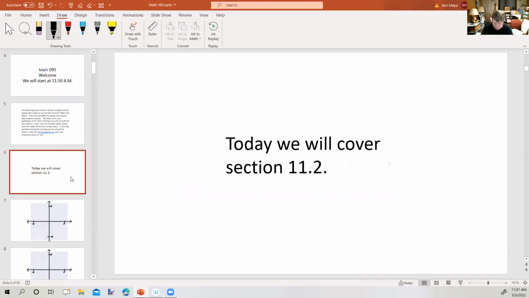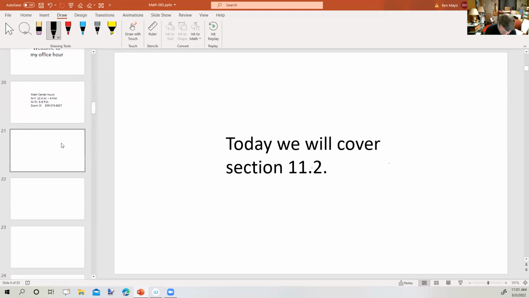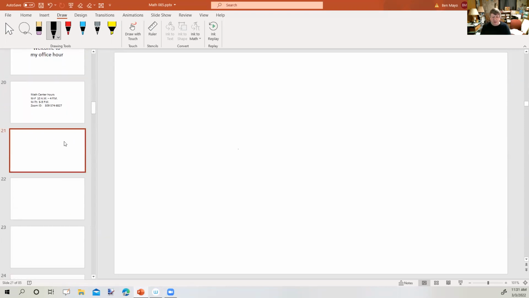All right, today we're going to go on to section 11.2, which has to do with inverse functions, and we'll get there eventually. So let's start out with the following. We've talked about equations. We've talked about functions, that a function is an equation where each input goes to exactly one output. So you can have several inputs going to the same output, but you can't have one input going to more than one output.